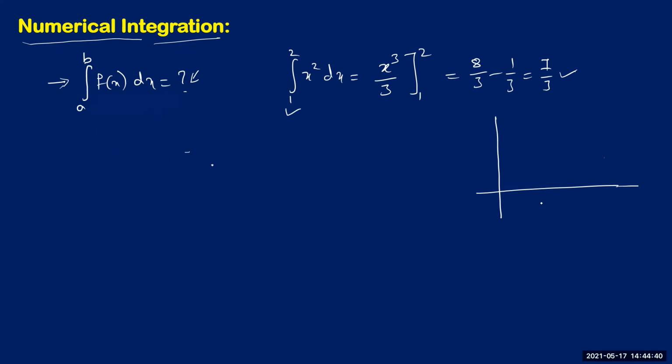If you draw the diagram of x square, y is equal to x square, it looks like this. It's a parabola. Now let me just take it a little bigger. It will be something like this, a parabola, but I'm taking only the upper half because you are taking the values of x between only 1 and 2. So I'm taking it like this.